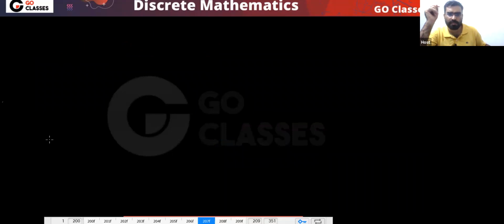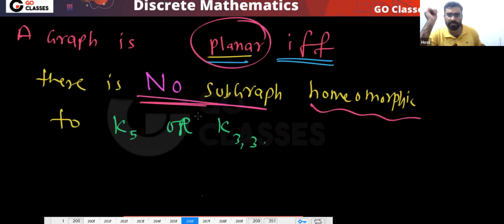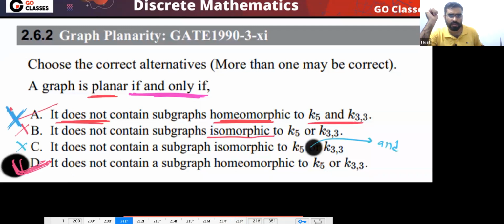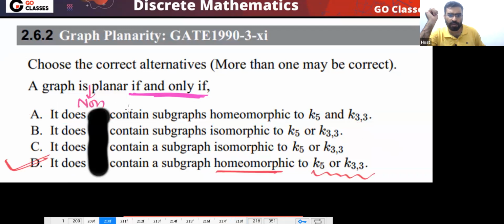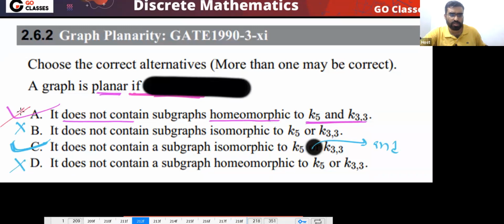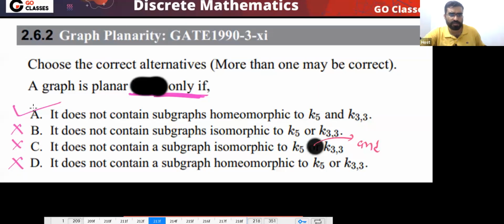So these two statements you can see: there is no subgraph which is homeomorphic to K5 or K33. So for this question, option D will be correct. Option A will not be correct.